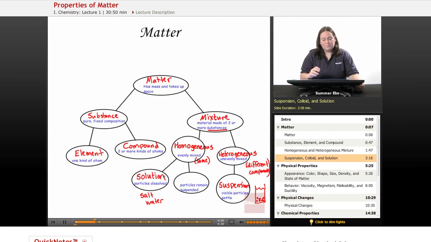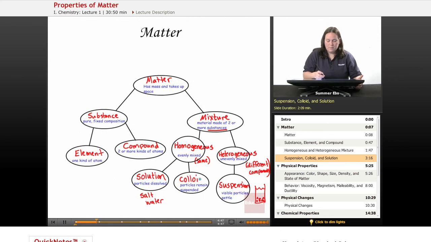Another type of homogeneous mixture, so it all is going to look the same, but in this case, the particles are going to remain suspended. So they're not dissolved. They're actually still there in the material itself, but you can't see them because the particles are so small. This is something called a colloid.